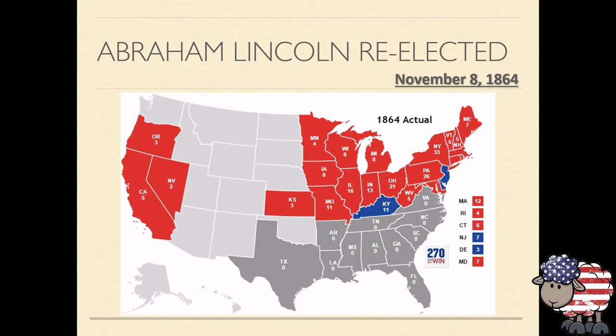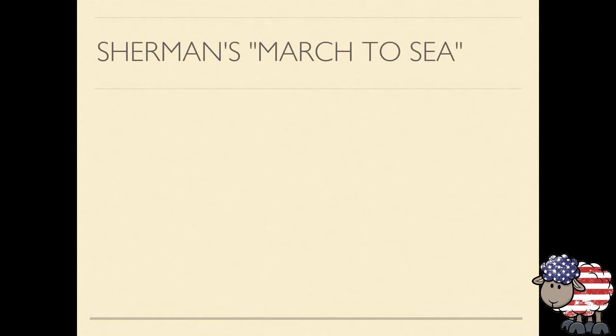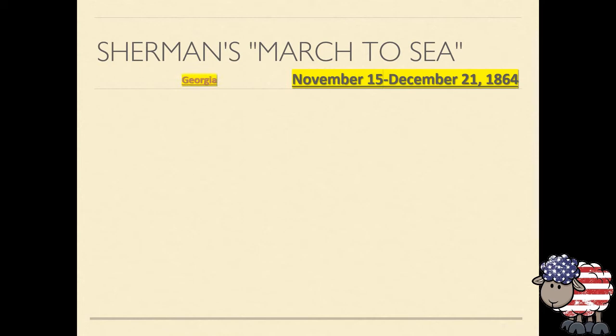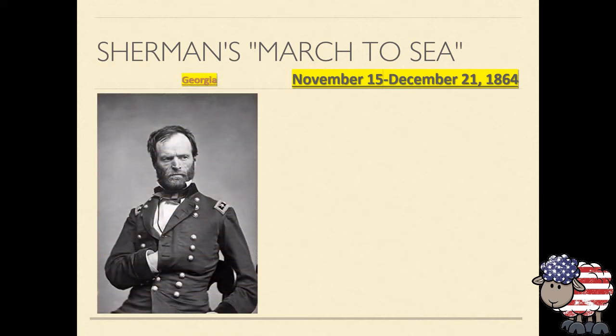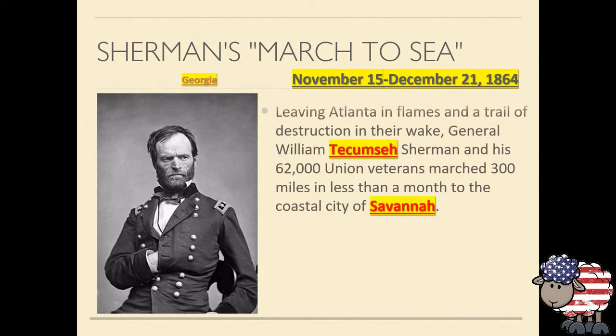Now, continuing on, after the burning of Atlanta, Sherman's march to sea. Very significant, November 15th through December 21st, 1864, in Georgia, a significant Union victory. And there's an image of Sherman. He takes 62,000 Union veterans, marches 300 miles in less than a month to the coastal city of Savannah, Georgia.